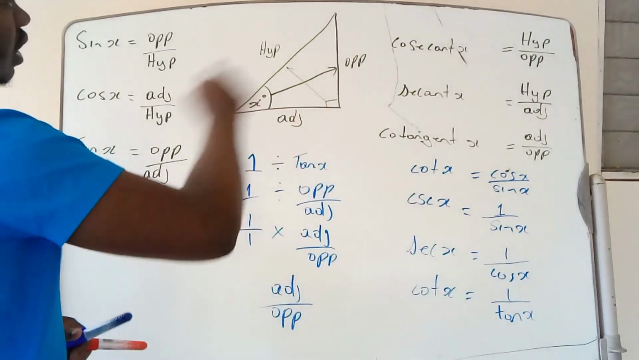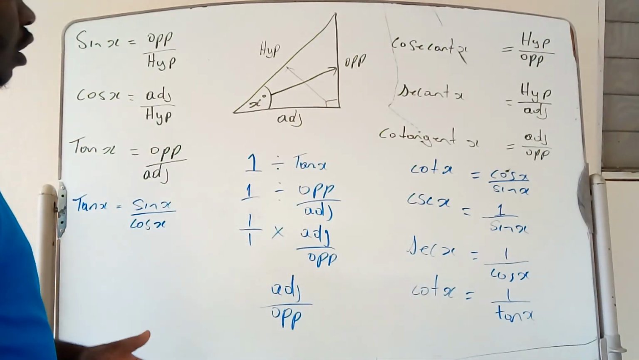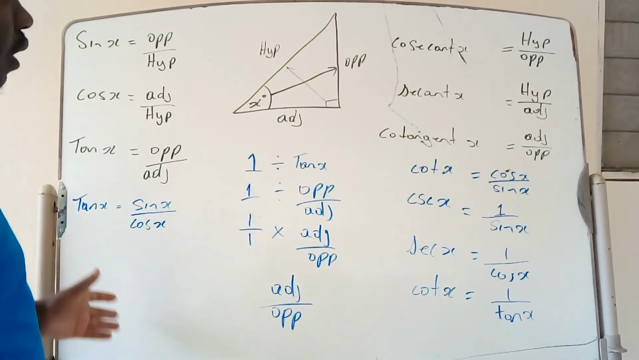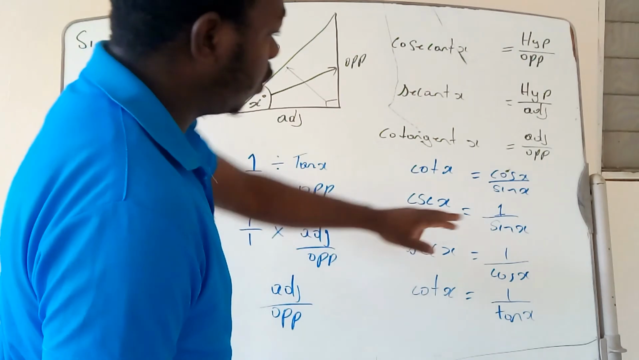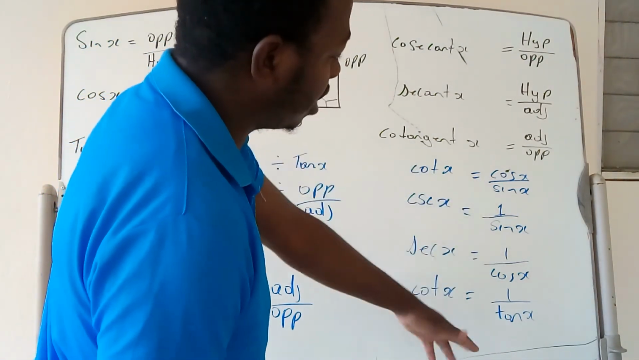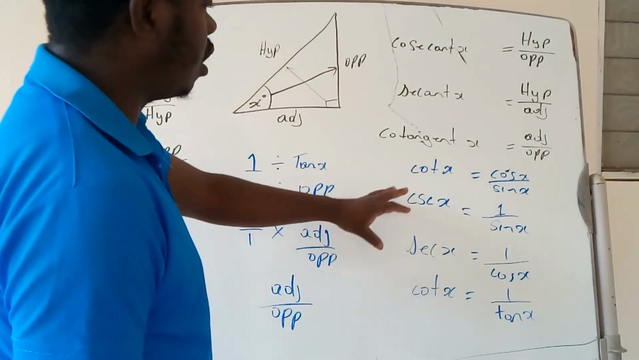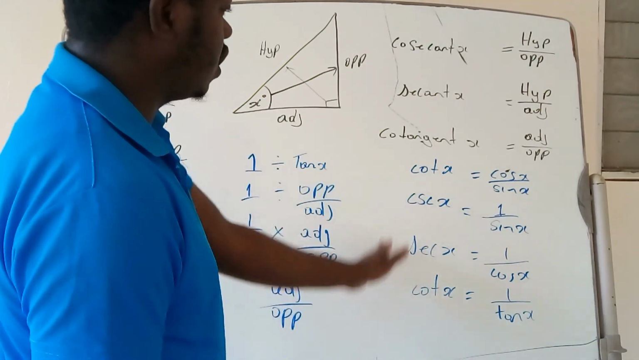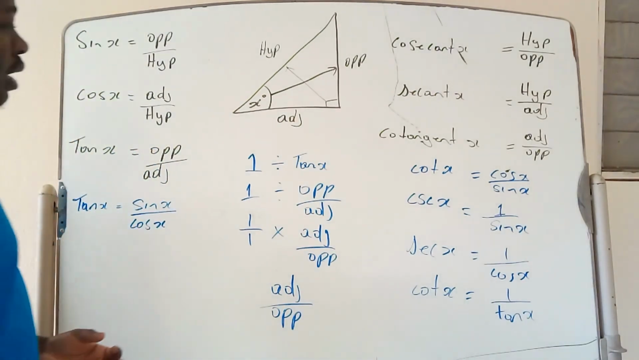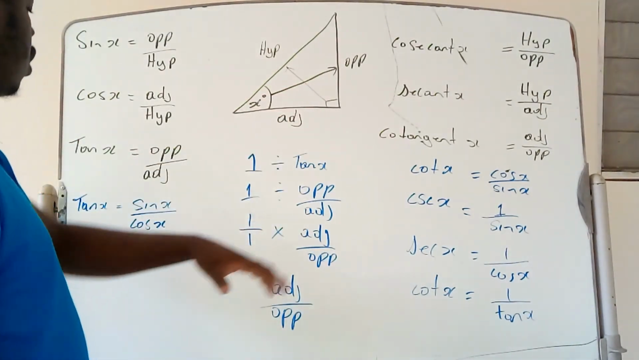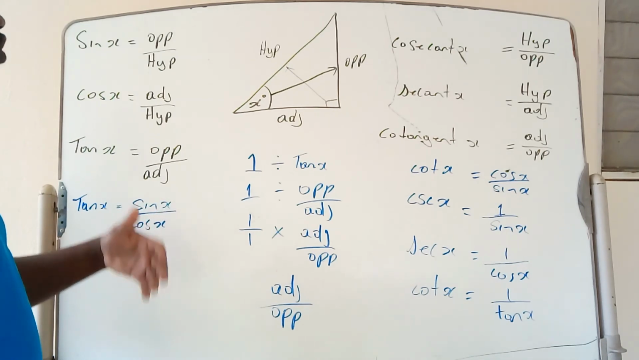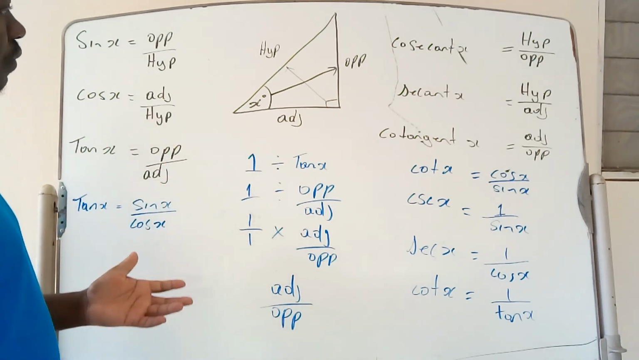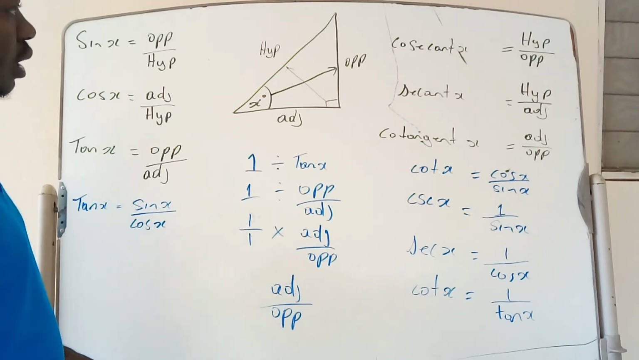And all of these are trig identities that you need to know. Now these, 1 upon sin x, 1 upon cos x, 1 upon tan x, are called the reciprocal identities. And it's beautiful to know all of these identities, because as we go further into trigonometry, they are going to become useful to us. Okay?